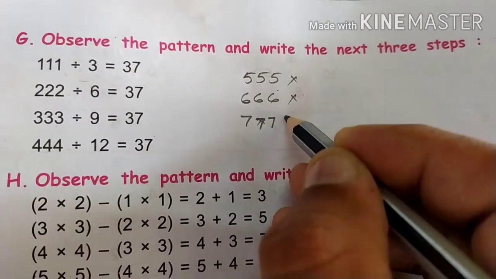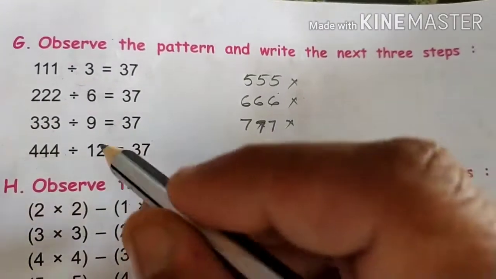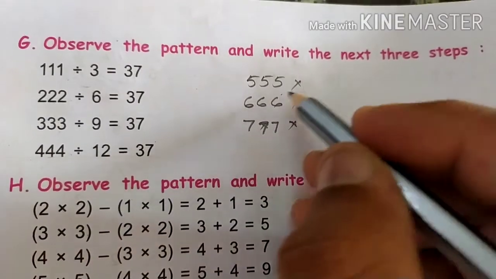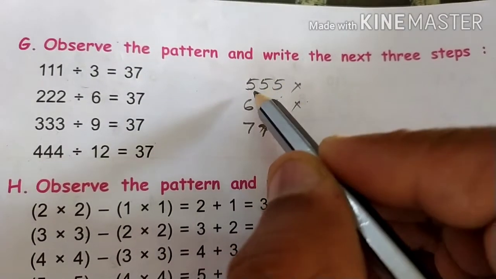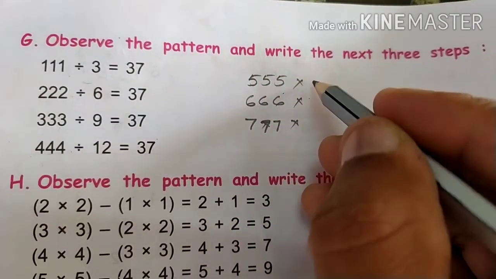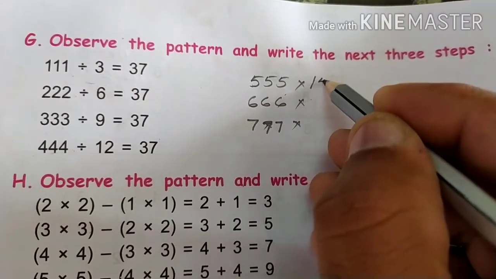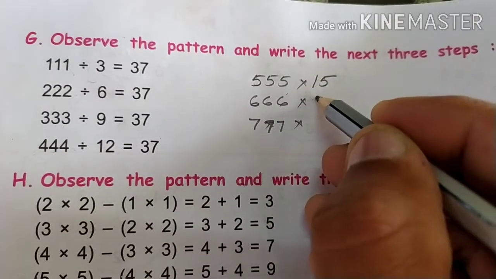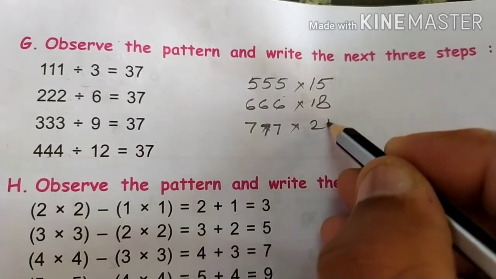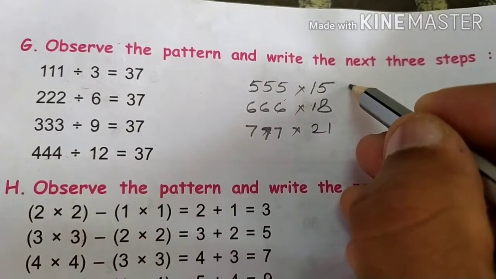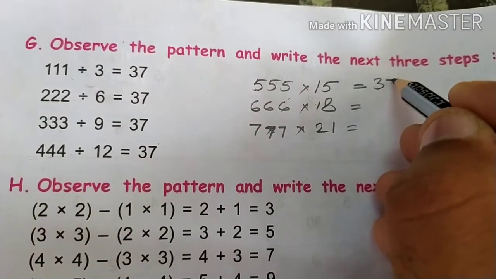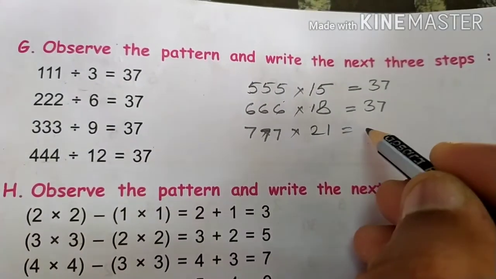So we can write 5 5 5, 6 6 6, 7 7 7. Now here 3 2s are 6, this is 9, 3 4s are 12, 3 5s are 15. So 5 is here. You can say the table from here only. 3 5s are 15, 3 6s are 18, 3 7s are 21, and all will have the same result, that is 37.